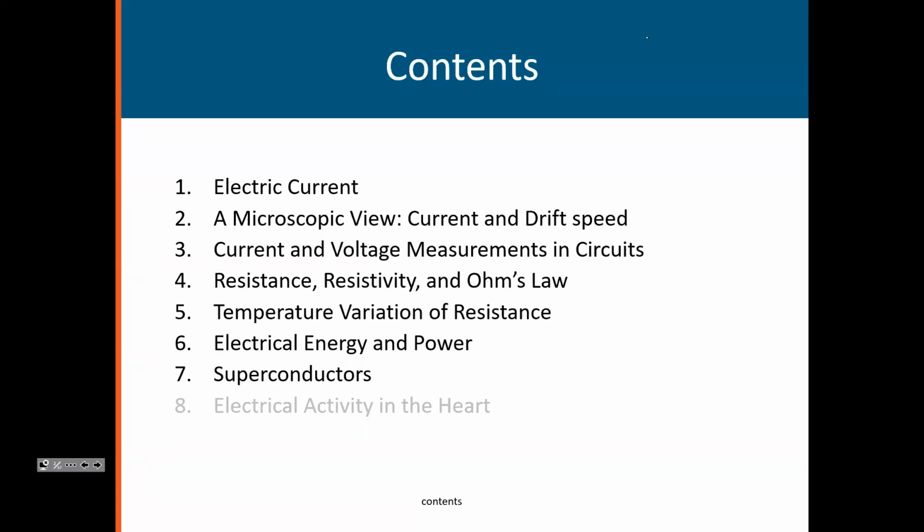Right, we started chapter 17, and with today's lecture, we will finish it. It's about current and resistance, right? So the first section started with defining the current. So what is current? How did we define it?